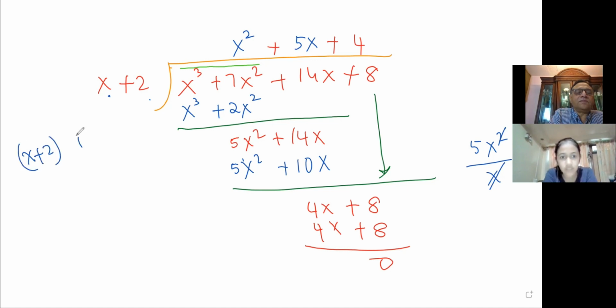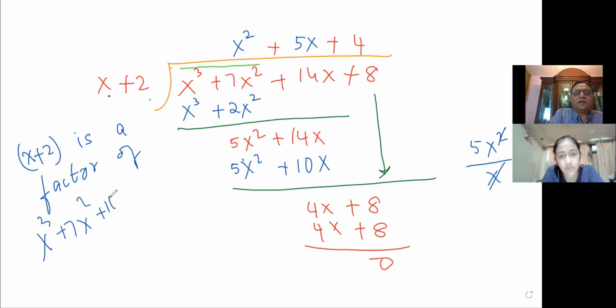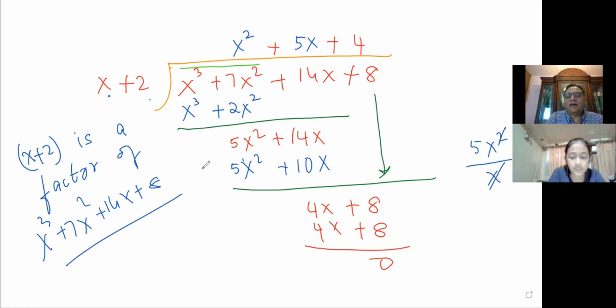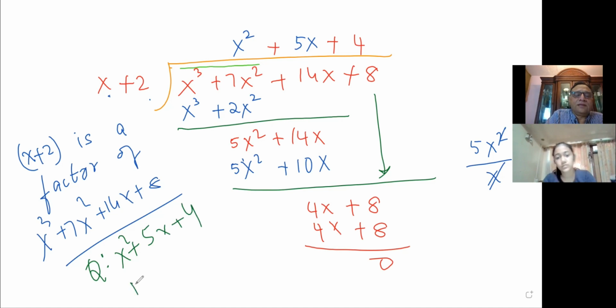The divisor is a factor of the dividend. Correct. Then x plus 2 is a factor of x cubed plus 7x squared plus 14x plus 8. Is that clear to you? Yes. And in this particular question, the quotient is x squared plus 5x plus 4, and the remainder is 0. You get the idea.